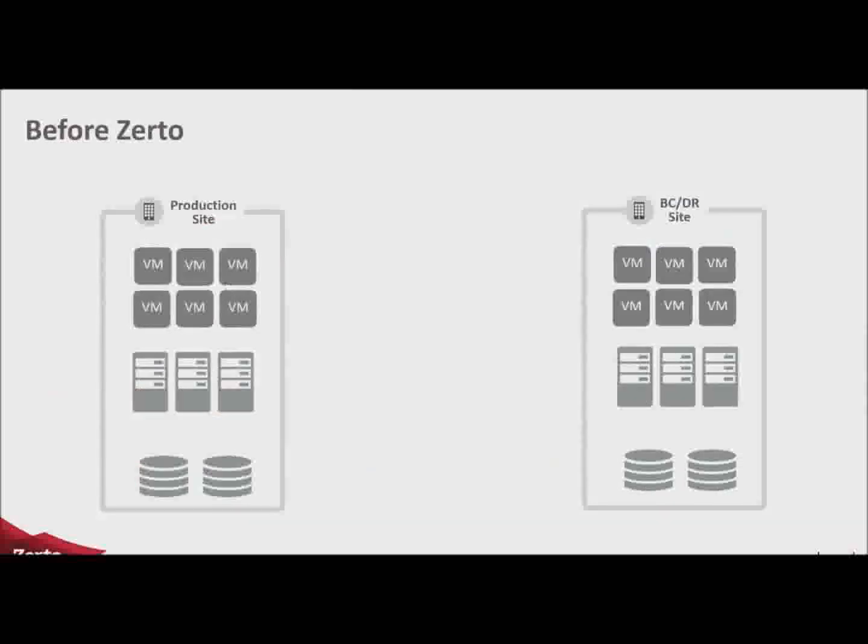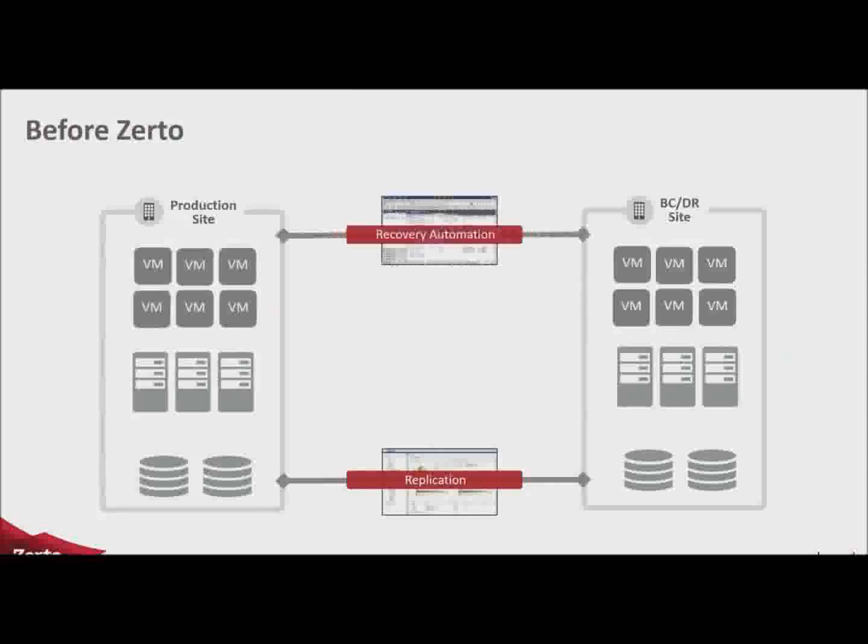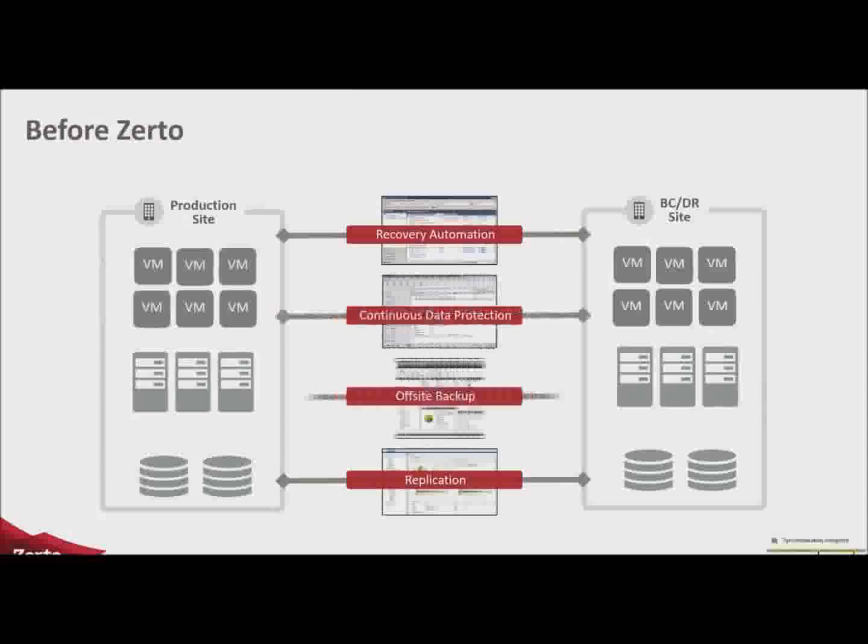So if we look at an environment before Zerto and all the different solutions that you would need to have a complete BCDR solution, the first thing you would need is some storage-based replication, typically replicating between your storage arrays. Then you would probably have something for recovery automation, such as SRM. You would have a third solution for continuous data protection and the ability to go back to increments every few seconds. And then finally, you'd have an offsite backup solution for that third copy of the data to ensure you can always recover.